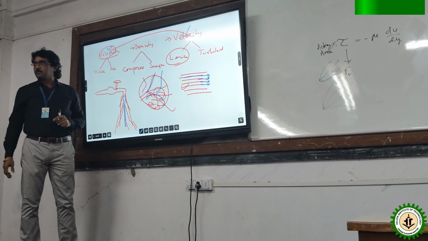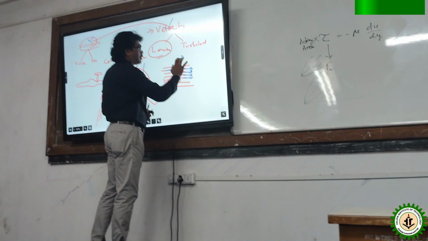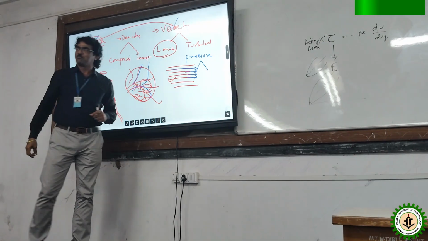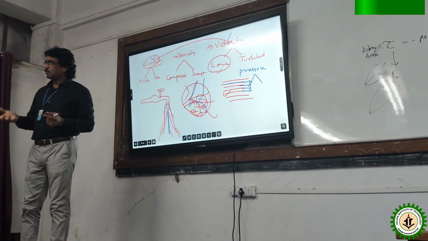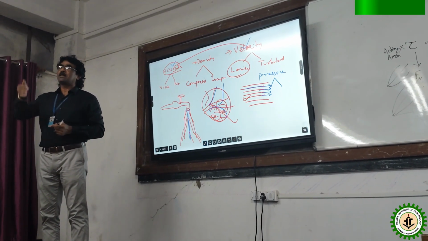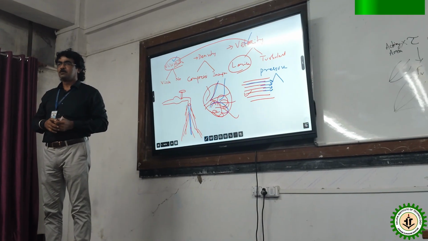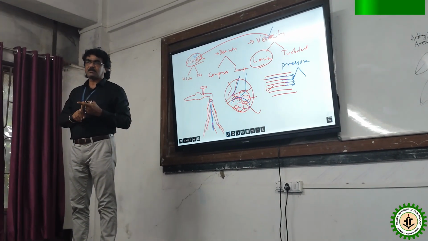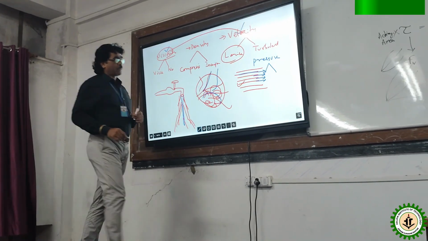Any other parameter? Pressure. So how do we distinguish by pressure? Pressurized flow, normal flow. But everywhere the atmospheric pressure will be there or not? High pressure flow, low pressure flow, that is in the case of gas. Okay, any other parameter?